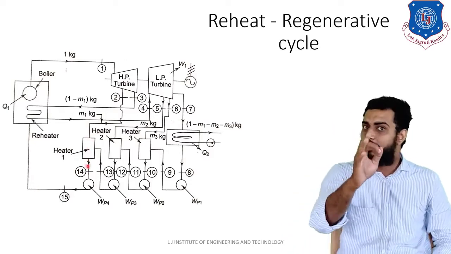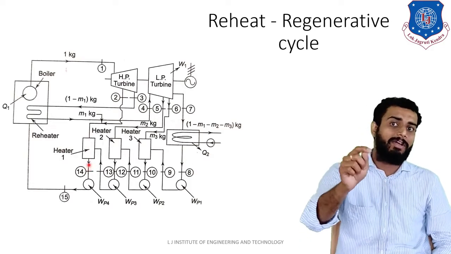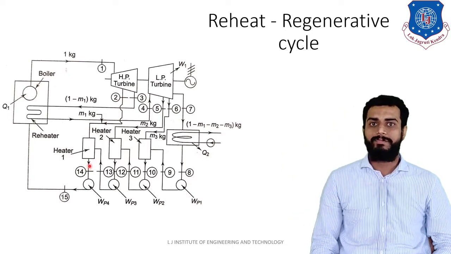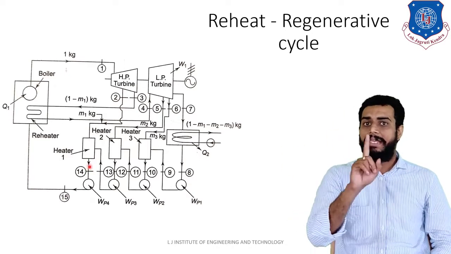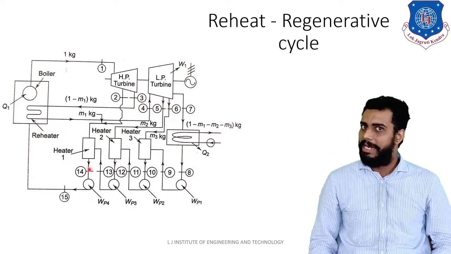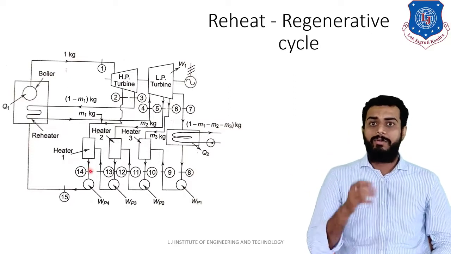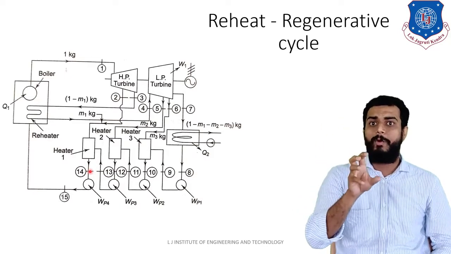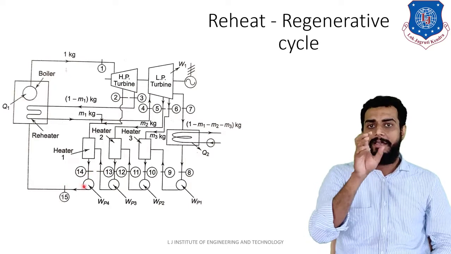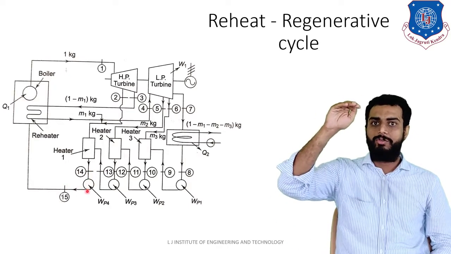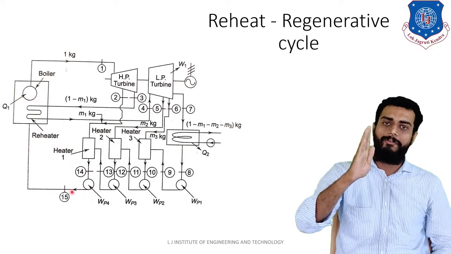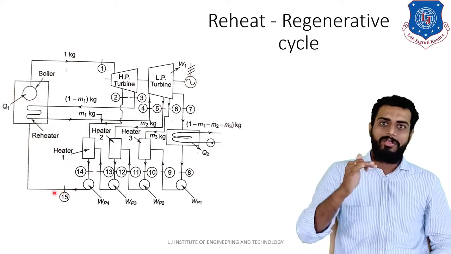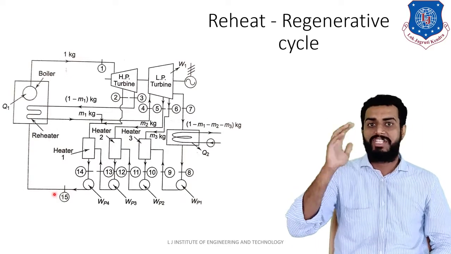Now you tell me, or you think logically, at the outlet of the heater one, that is at point number 14, how much amount of what will be present? Obviously 1 kg of water will be present. Simple and easy to understand, right? So now this 1 kg of water, which is already at very high temperature, is supplied to pump number 4, and then it will increase the pressure to the boiler pressure. So at point number 15 we have the boiler pressure, so it will be sent to the boiler. So in boiler, you know, the water will be converted into steam.